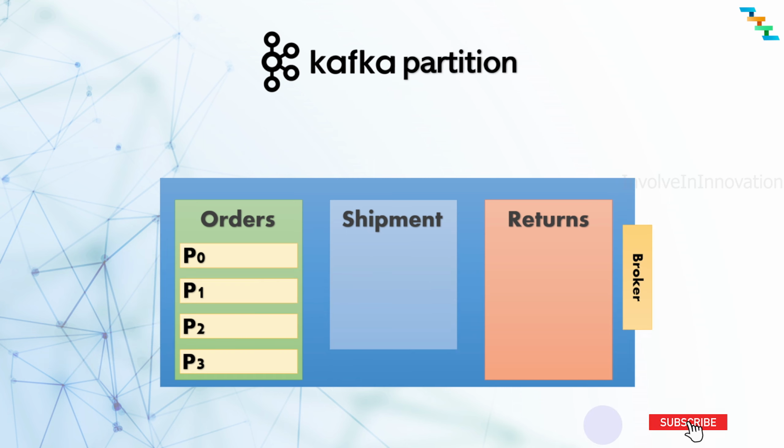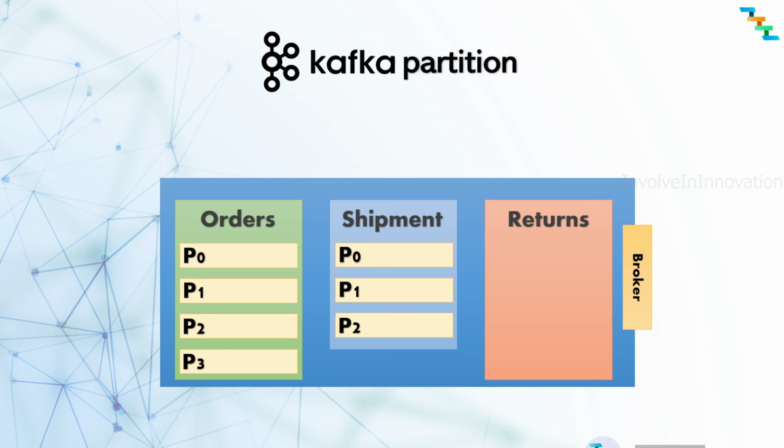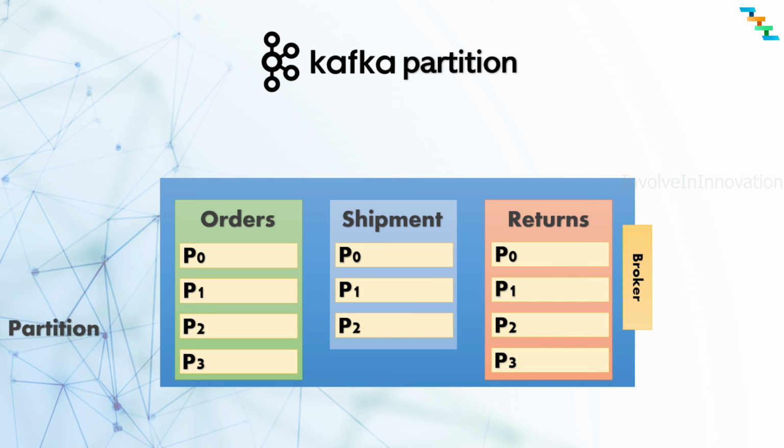Partitions. Each topic can be divided into a defined number of partitions, which are the basic units of parallelism and scalability in Kafka. For example, here the orders topic has 4 partitions, shipment has 3 partitions, and returns has 4 partitions. Partitions allow Kafka to distribute and store data across multiple brokers, enabling efficient data processing and fault tolerance. Message order will be guaranteed in a single partition. If the messages are sent to different partitions, then the message order won't be guaranteed.